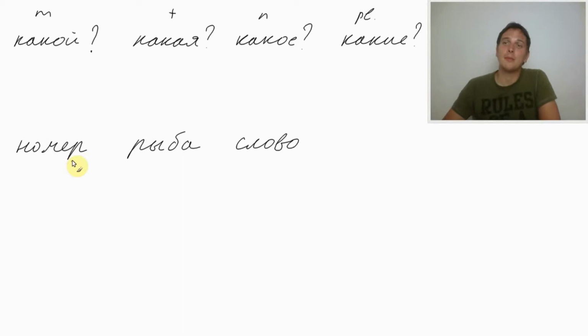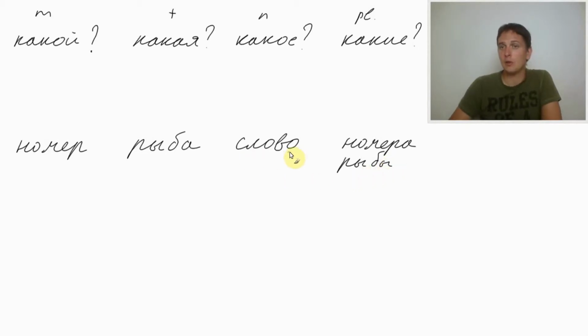If you don't know this, come back to the lessons where we built the plural of nouns. This is the standard case. So номер ends in a consonant, we add a at the end. Номера. Рыба, feminine, because it ends in a, and to make a plural we need to remove a and replace it with ы. Рыбы. Fishes. Слово ends in o. It's neutral because it ends in o. We need to replace o with a. Слова.